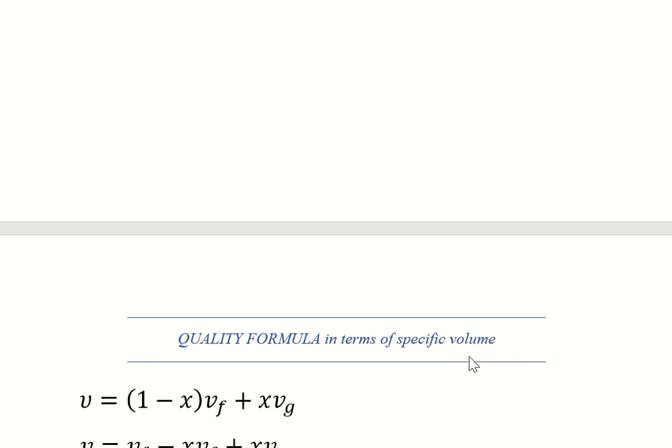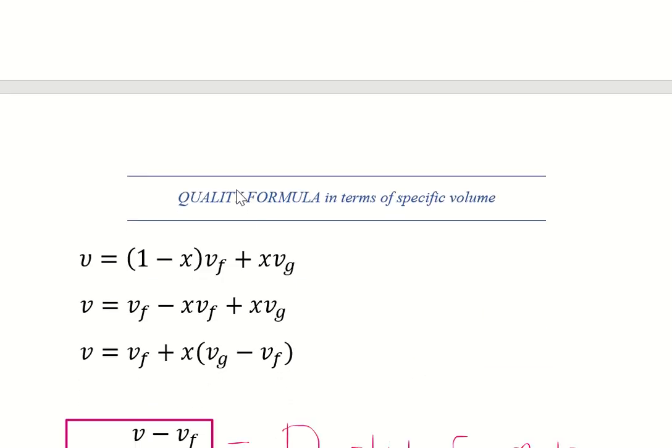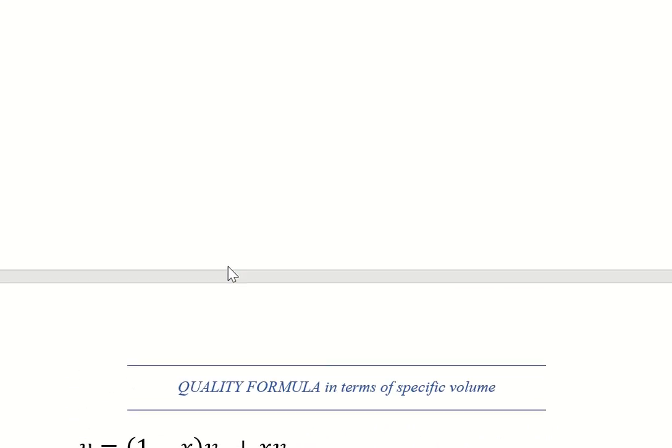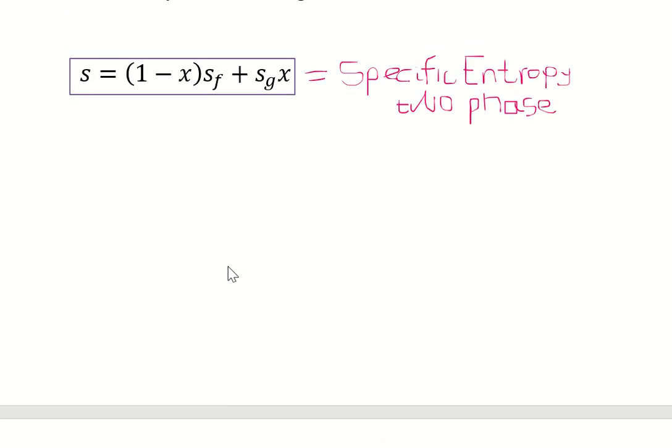In the next video, we're going to look at the quality formula in terms of specific volume. The quality formula is X, the quality concept. And now we shall look at how it's expressed in terms of specific volume.